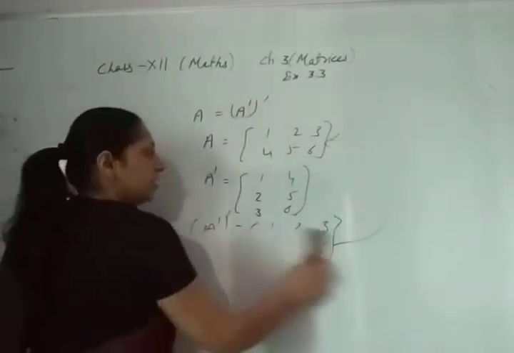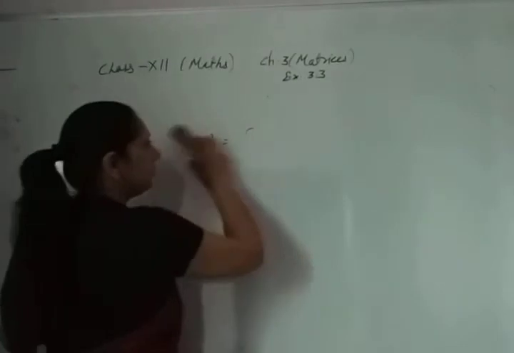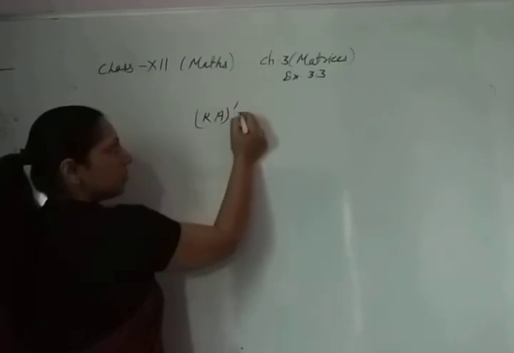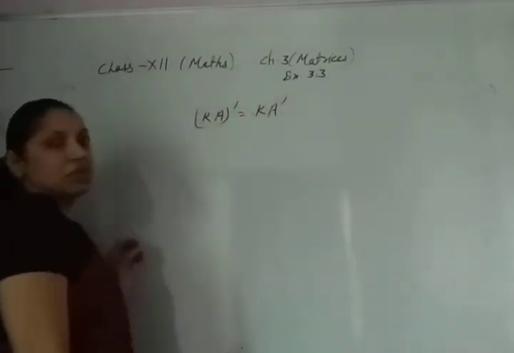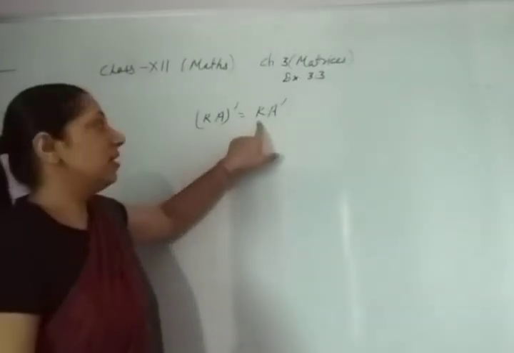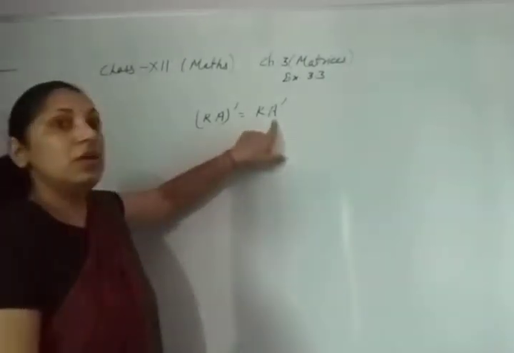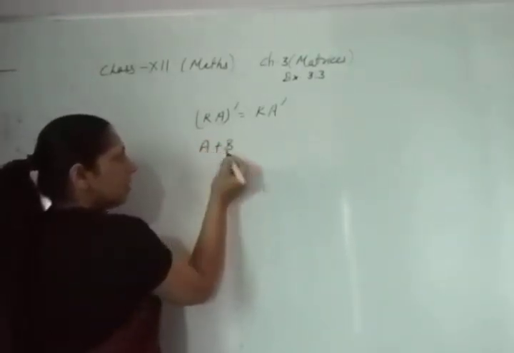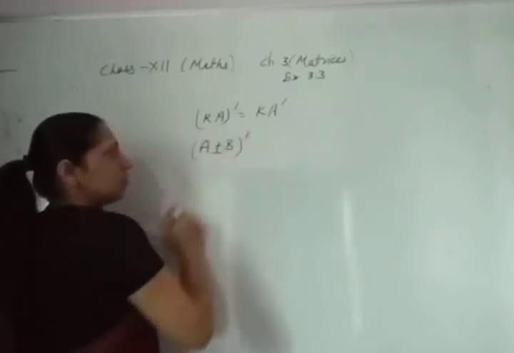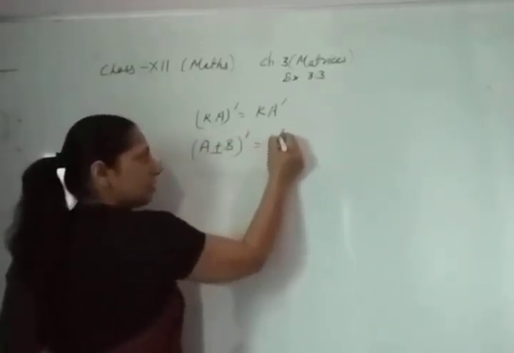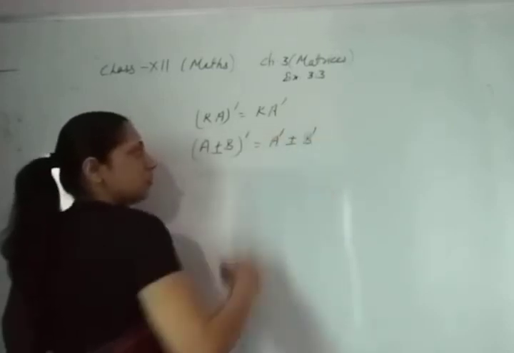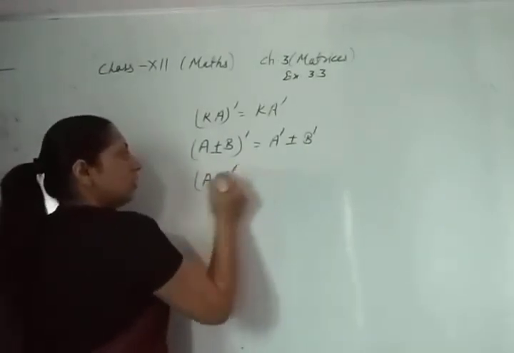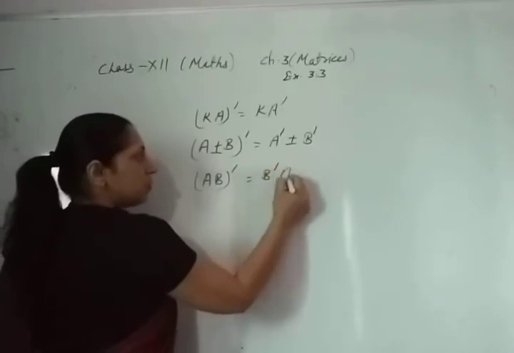Now the second property is, K A whole transpose is equal to K into A transpose, where K is any constant. It means the transpose is not applied on the constant, only on the matrix. Now our third property is A plus or minus B whole transpose, we can take both, is equal to A transpose plus or minus B transpose. And our last property is AB whole transpose is equal to B transpose A transpose.